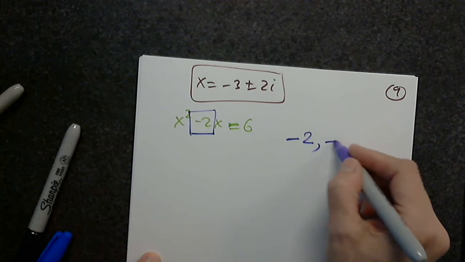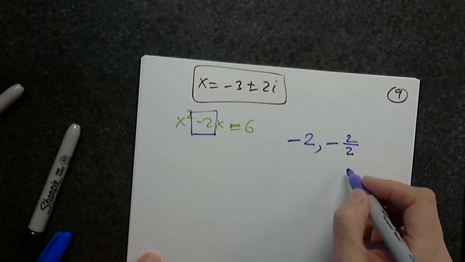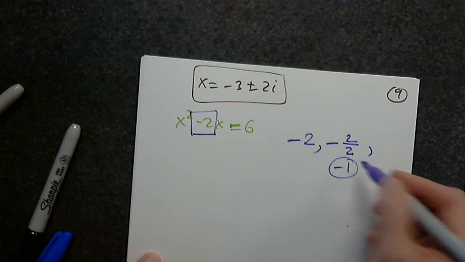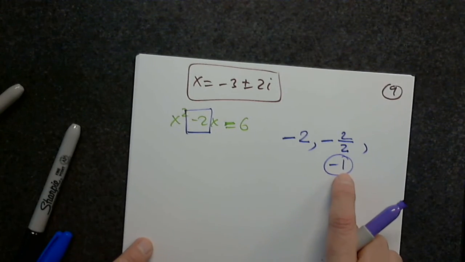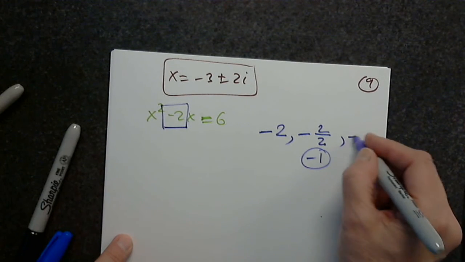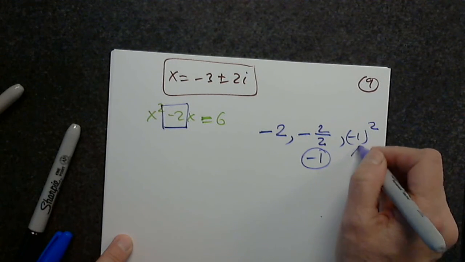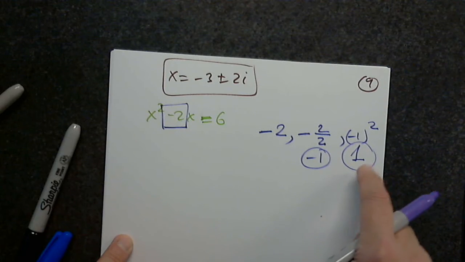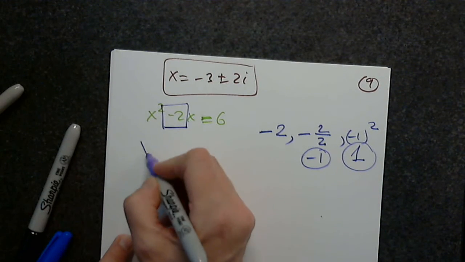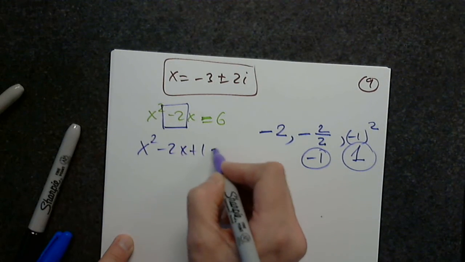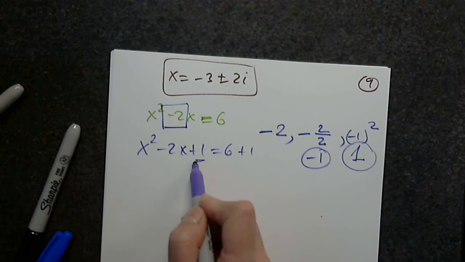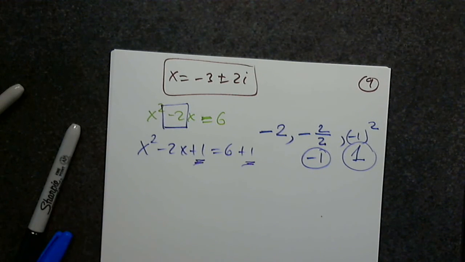In the next step, we have to divide -2 by 2, and we get -1. In the next step, we have to square -1. When I square -1, I get 1. This is the number that I need to add to both sides. So I have x squared minus 2x plus 1 equals 6 plus 1. Please make sure that you add it to both sides. This is mandatory. And now the left-hand side is a perfect square.